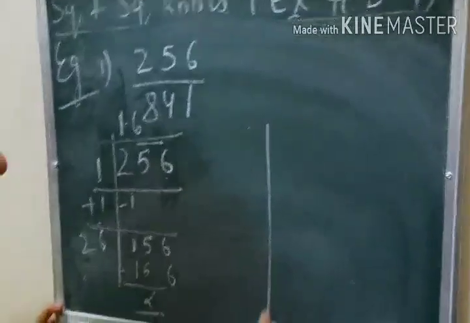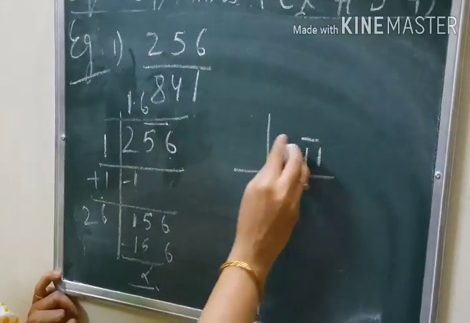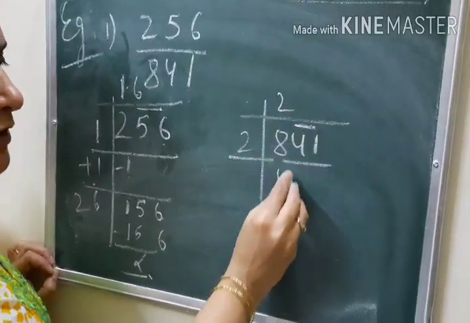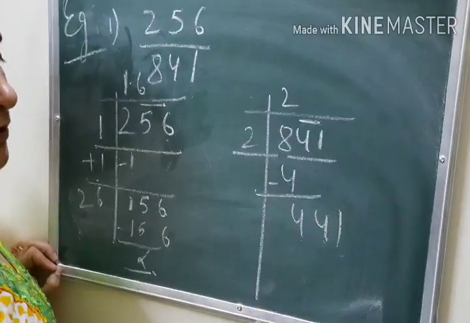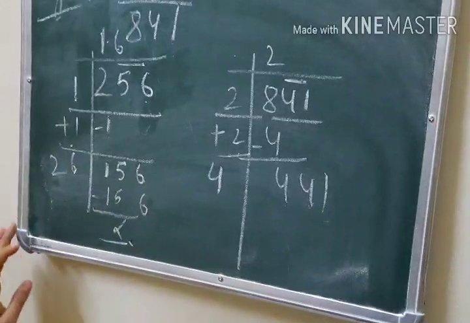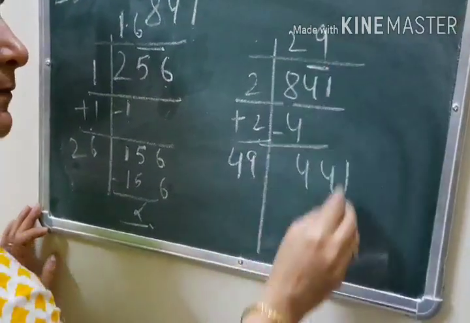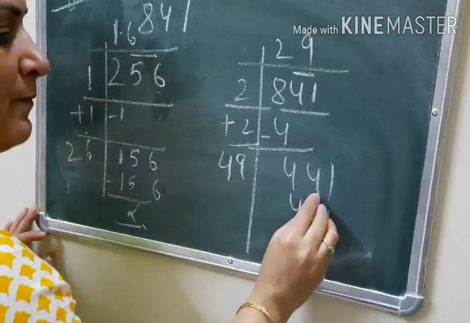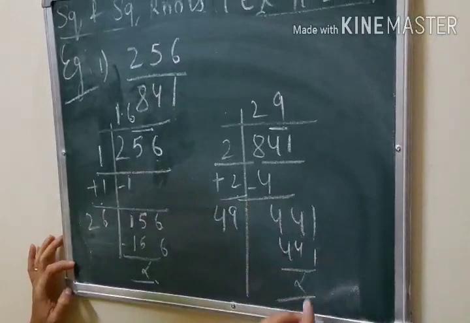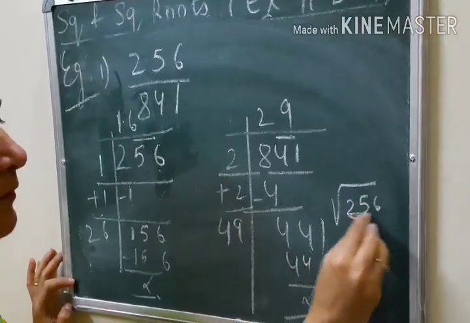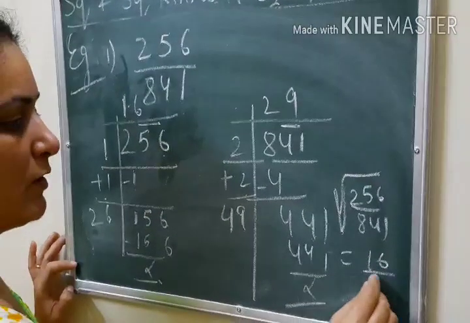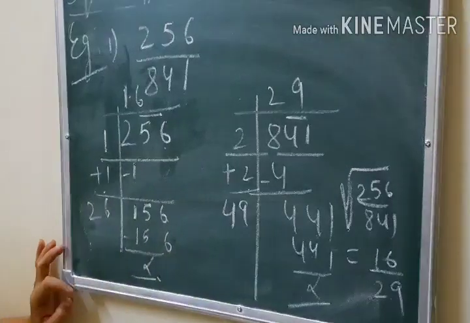Now let's do 841 also. Again pairing. The number is 8. Perfect square less than 8 is 2, 2 2s are 4. Now bring down the next pair. 2 plus 2 is 4. Now last number is 9. So I'll put 9. 49 9s are 441. Again it is done. So that means when we find the square root of 256 upon 841, we will get the square root as 16 upon 29. So this is your answer.